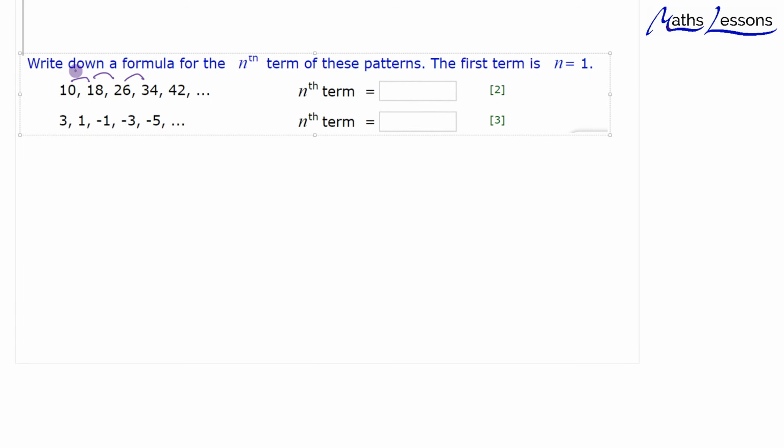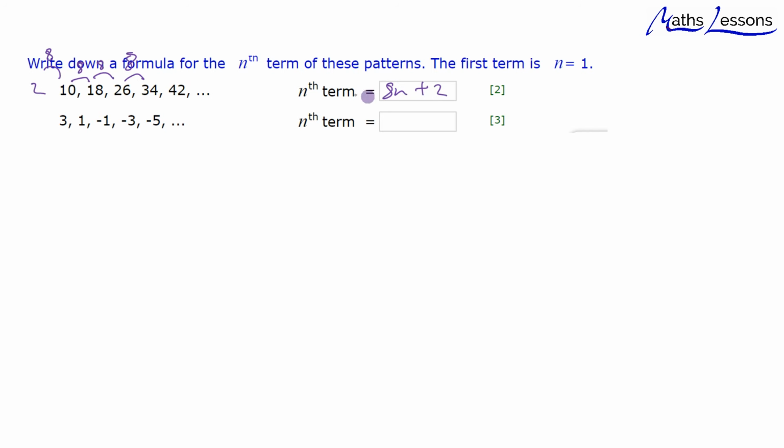Okay, so it's going up by 8 each time. So therefore it's going to be 8n. Remember, it's the 8 times table that goes up by 8 each time, so we need to times it by 8. And if you go backwards by 8 to 2, that gives you the zeroth term. If you put 0 into this, 8 times 0, whatever's left over must be the constant term. So we need to add on 2 to make it work.